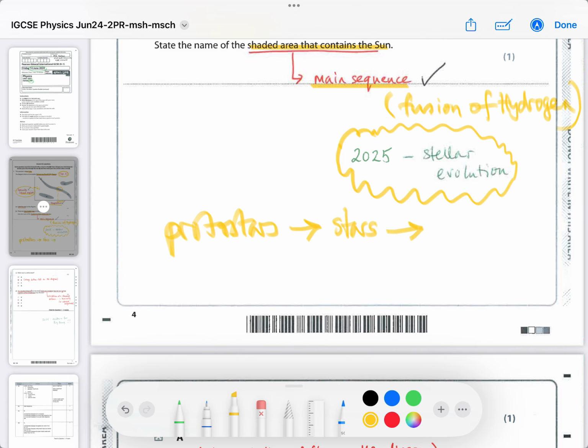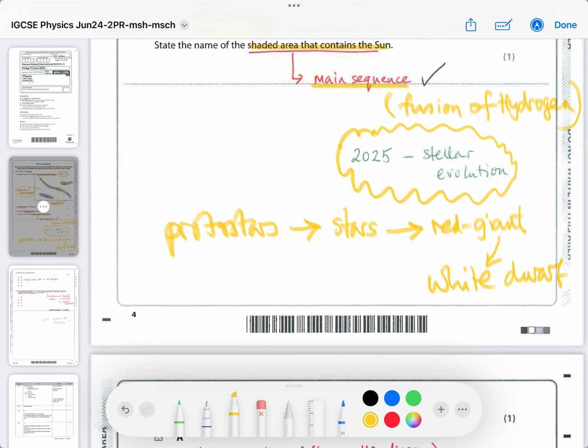Then what happens to them when they run out of hydrogen? Then the red giant phase. And then after that, it depends on the size of the star, whether they become a white dwarf or something like a neutron star if they're much, much bigger. So supergiants rather than red giants.